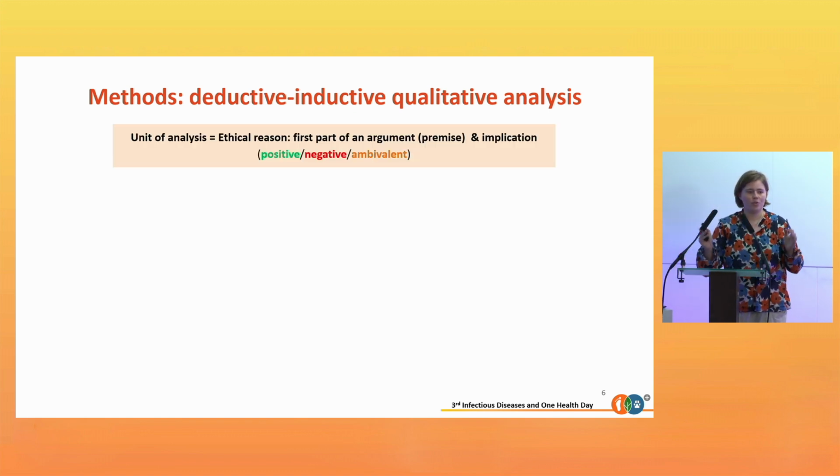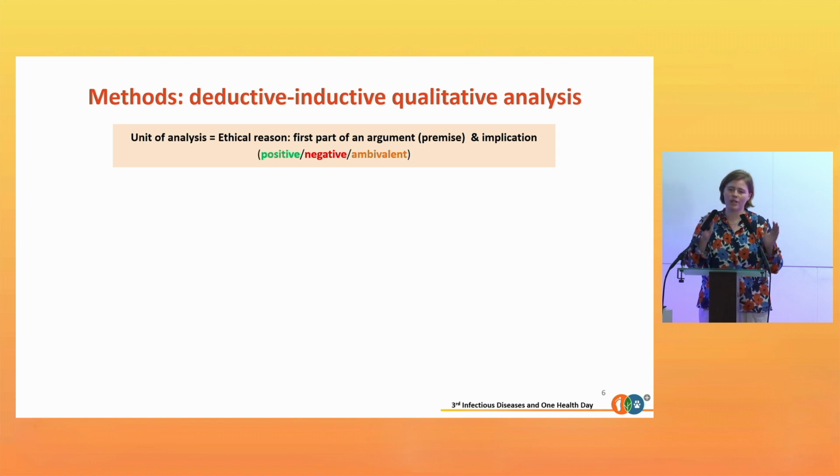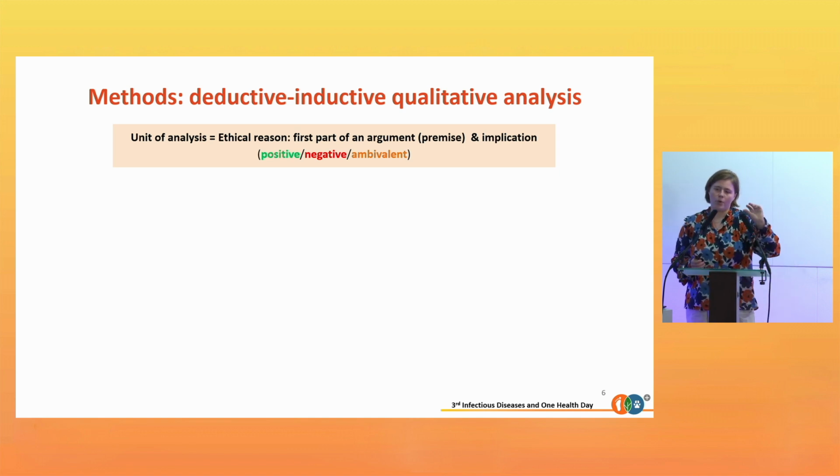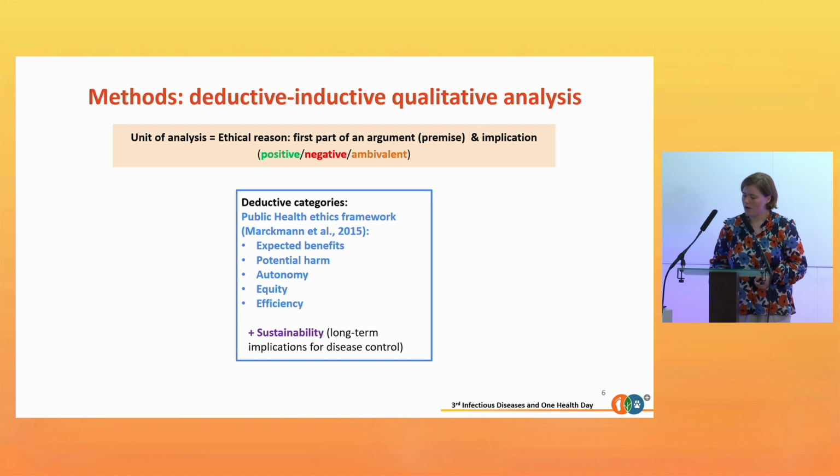So in terms of the unit of analysis that we used, it was the ethical reasons. So usually arguments are composed of two parts, of premises and of a conclusion. So it can be several premises and one conclusion. And so we used those premises that we call reasons and allocated them an implication based on what the author was saying about MDA. So positive, negative, or ambivalent.